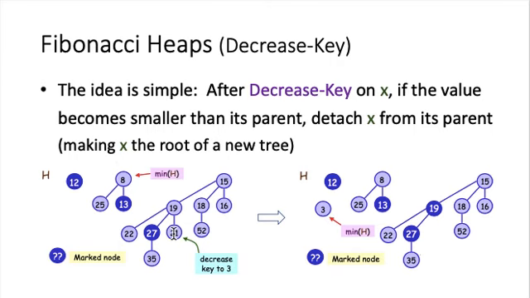So for instance, this is the case. Let's say this is 21, we change it to 3. So after we change it to a smaller value, then we have this edge removed. So the node 19 will have now lost one of its children. So when it loses a child, it becomes a marked node. Is that okay?